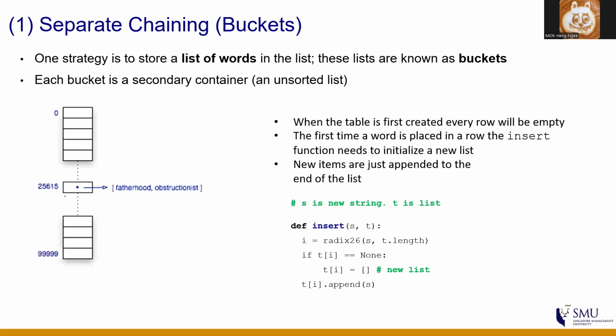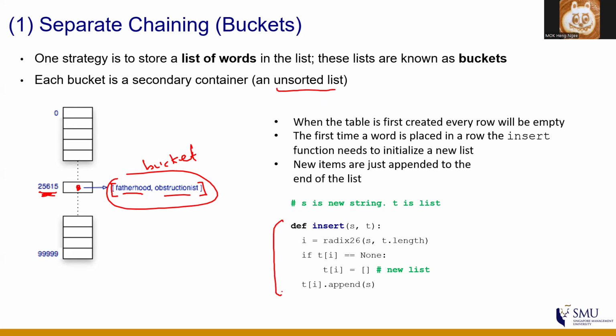For example, we saw just now that the keys fatherhood and obstructionist map to the same index, if you use radix 26 and we set the capital N to 100,000. So what do we do? We cannot store both strings in the same slot, unless we store them in a list. So we create a list there, and we insert our keys there. Now, down the road, if a third key maps to the same index, I'll just append the third key to this list. This is what we call a bucket. It's a secondary container. It is an unsorted list.